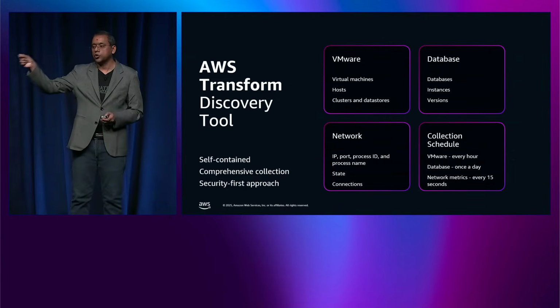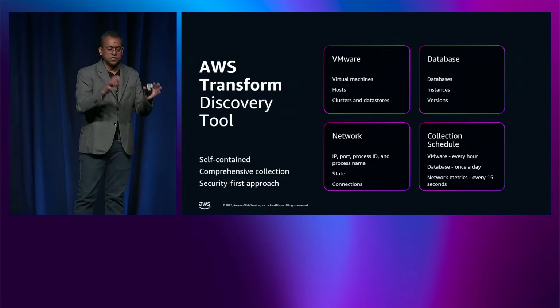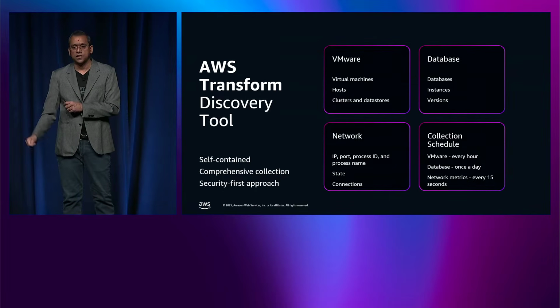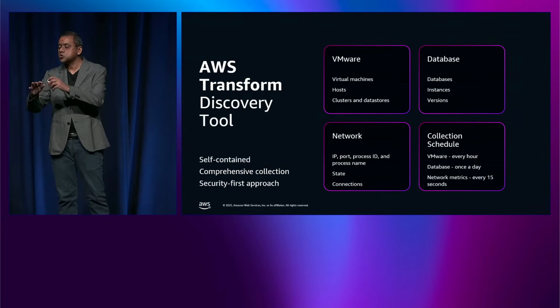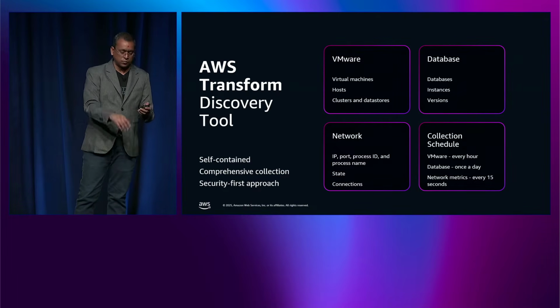Then you go ahead and import that into AWS Transform. So it is self-contained, secure, and you have full control on how this discovery data will get used. So we said, okay, this solves the problem where people want to discover the resources on premises.